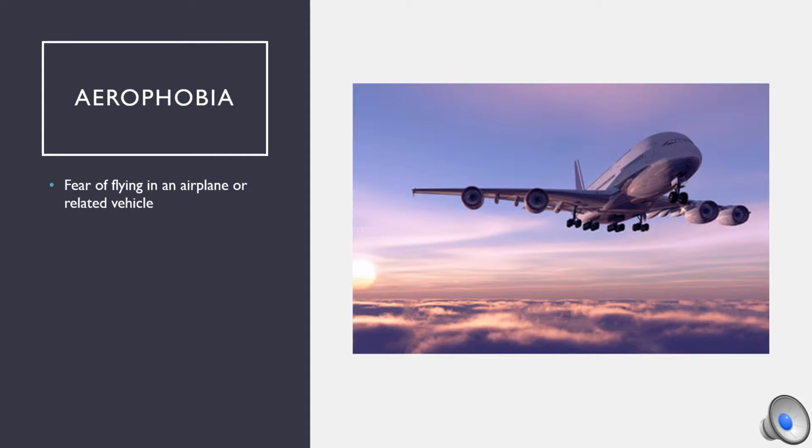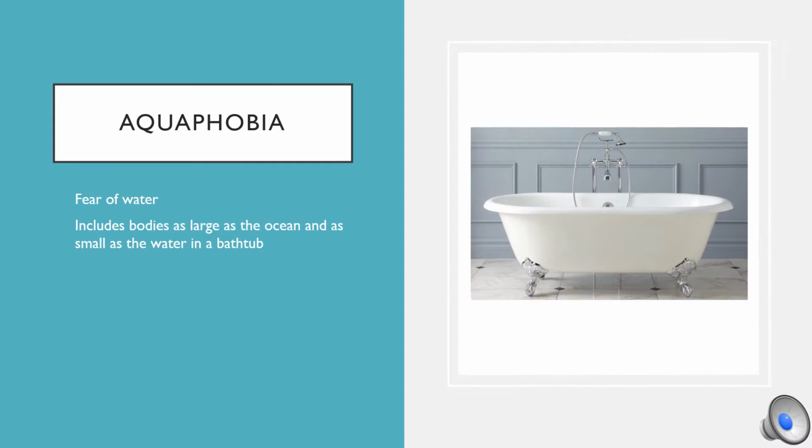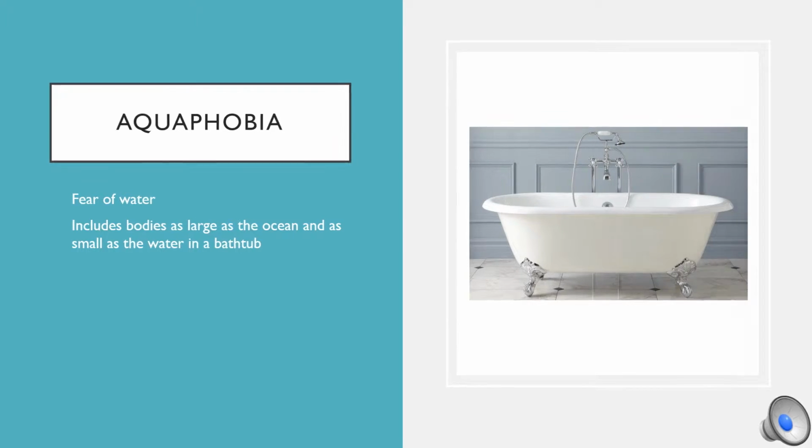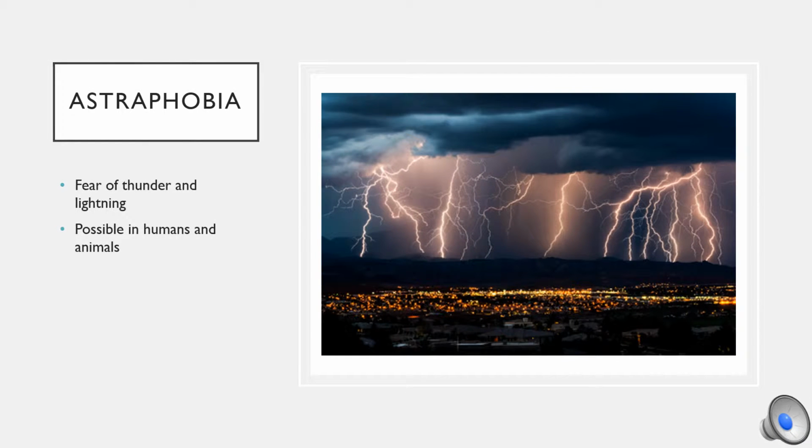Aerophobia is a fear of flying in an airplane or related vehicle. Aquaphobia is a general irrational fear of water. This can include bodies as large as the ocean and as small as the water in a bathtub. Astrophobia is the fear of thunder and lightning. This phobia is possible in humans and in animals.